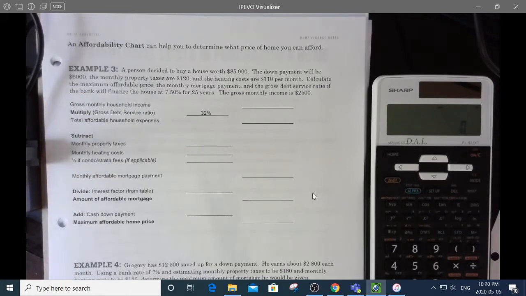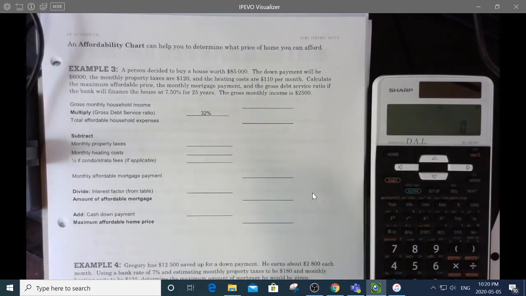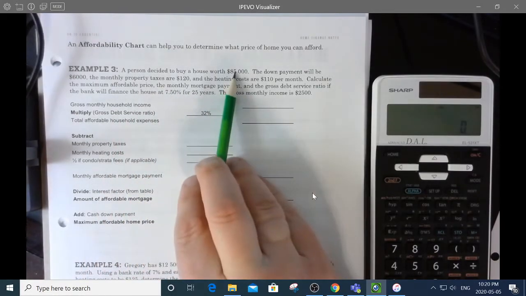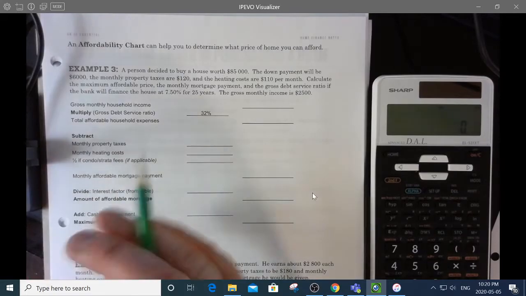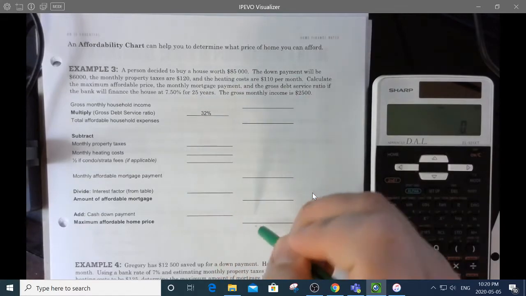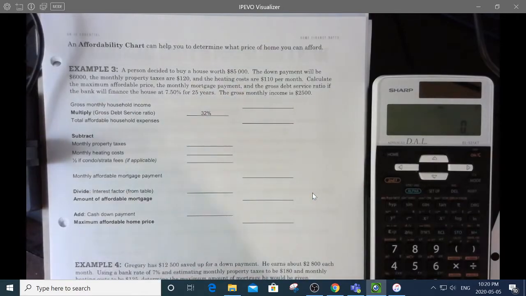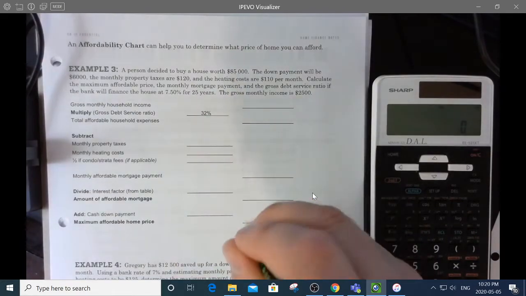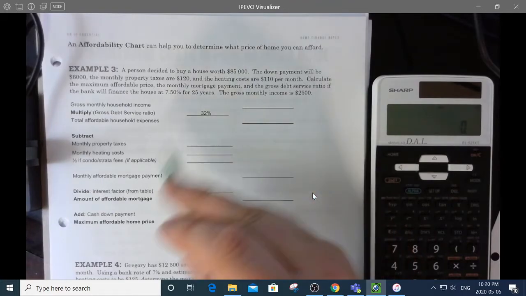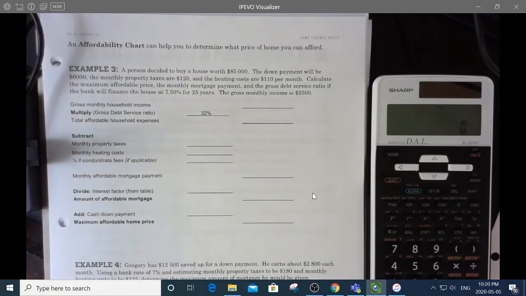So example 3: somebody at a bank would have this chart and they'd fill it in based on the particulars of the client they're working with. A person decided to buy a house worth $85,000. Can they afford it? What we're going to do is find out if the biggest possible house price that they can afford is enough for them to buy an $85,000 house. So I'm going to work through this form and see if the number at the bottom is as big as $85,000. Let's start with how much do they bring in every month?